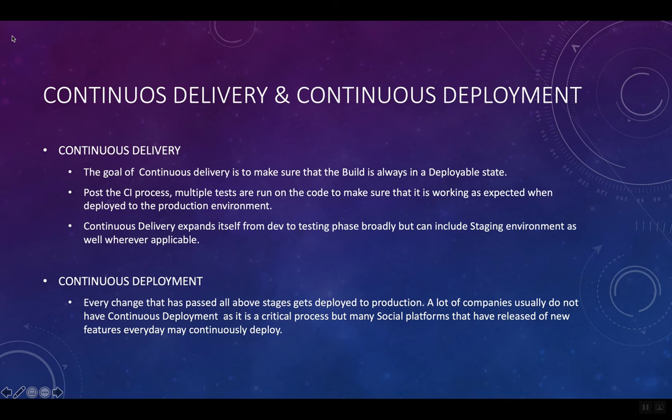The goal of continuous delivery is to make sure that the build is always in a deployable state. Post the continuous integration process, there are multiple tests, unit tests and build tests, that are run through this particular code to make sure it's working as expected and it's in a release or deployable stage. So continuous delivery basically expands itself to multiple stages. I am going to talk about those stages in my next slide.